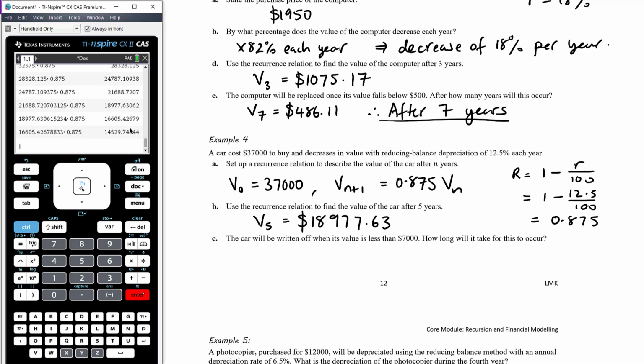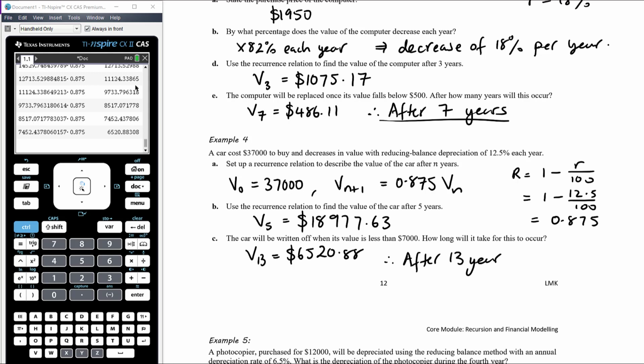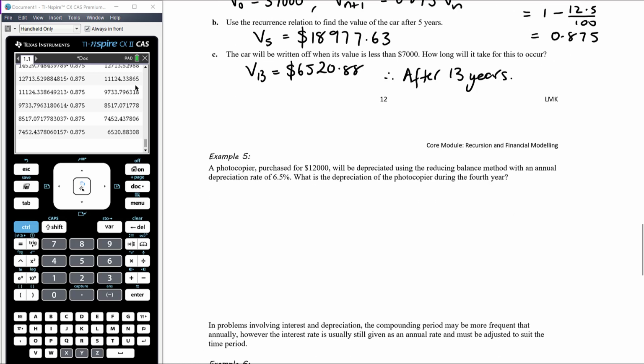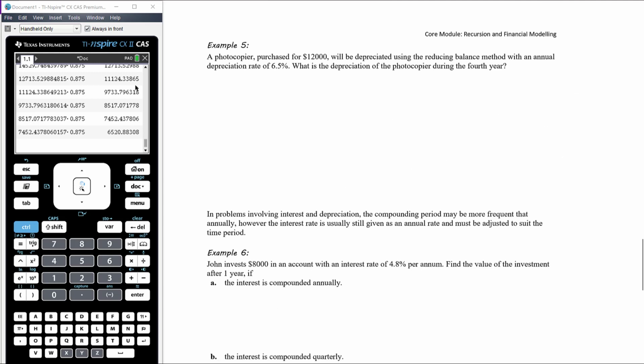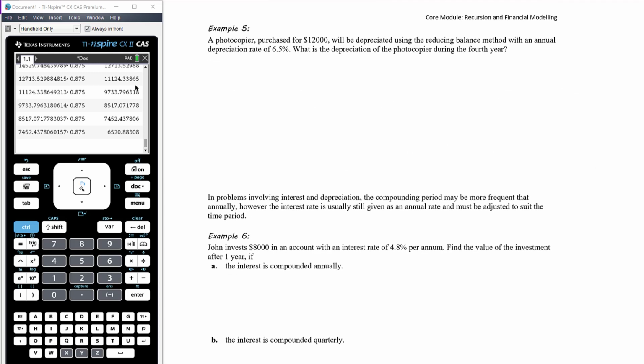6 years, 7 years, 8 years, 9 years, 10, 11, 12, almost 13. So V13 is worth $6,520.88, and so therefore after 13 years we'll write the car off. You could sell it more for parts than you could as a car. Well, that's the theory of writing off. It's just not worth repairing it at that point.